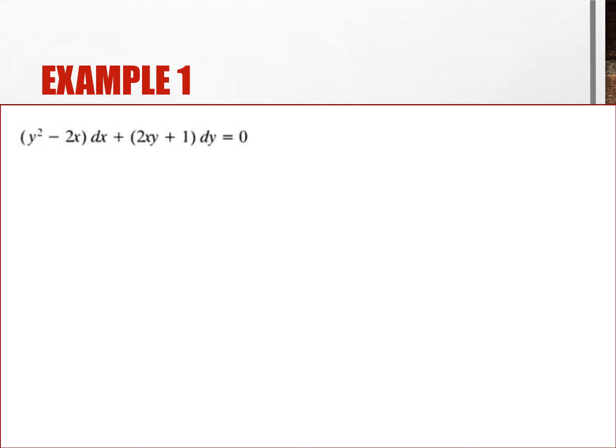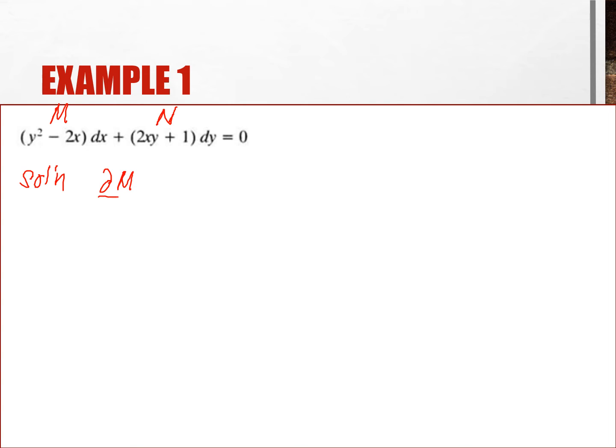So in this example, we first test that it is exact. This is your M, where dx is attached. As you notice, it is composed of functions of x and y. And this one is your N, which is also a function of x and y, attached to dy. So the solution is that you have to test first for exactness.